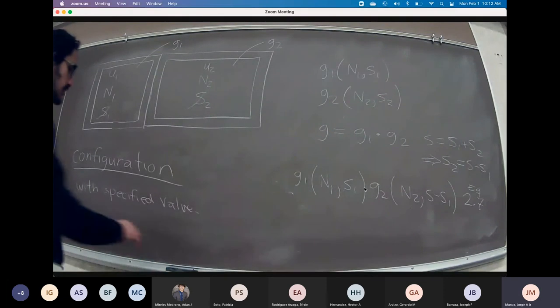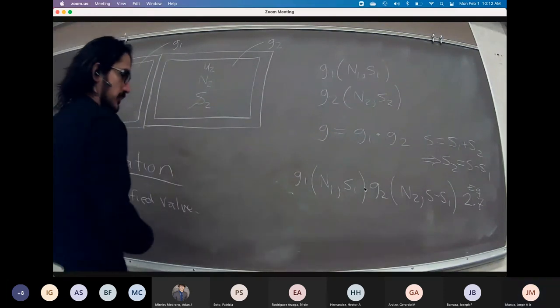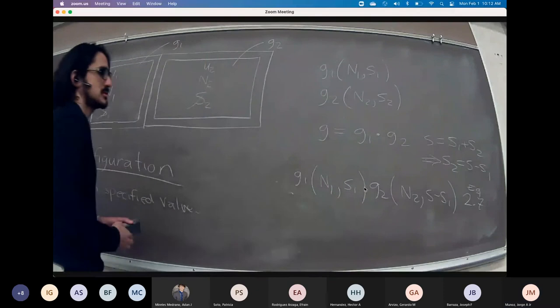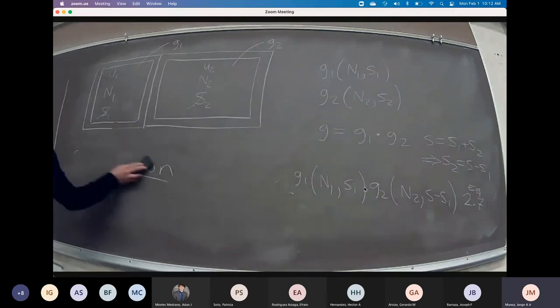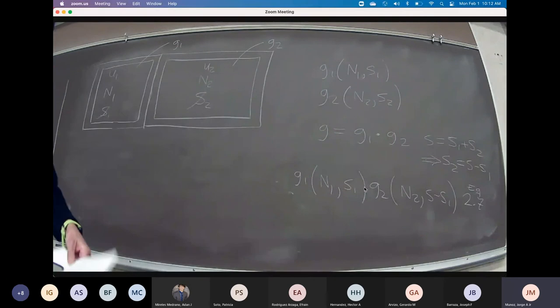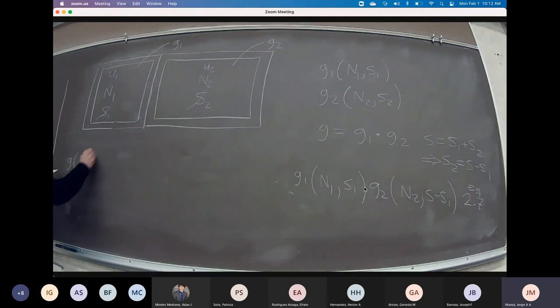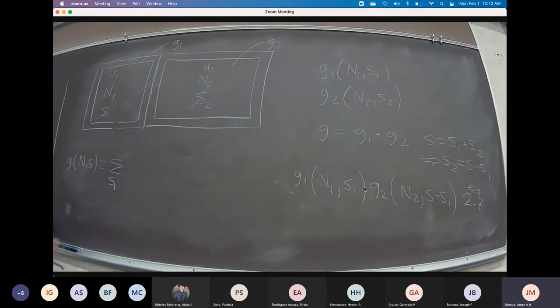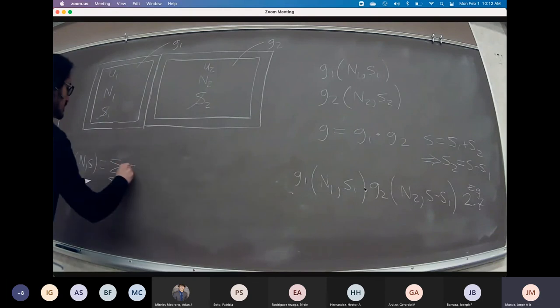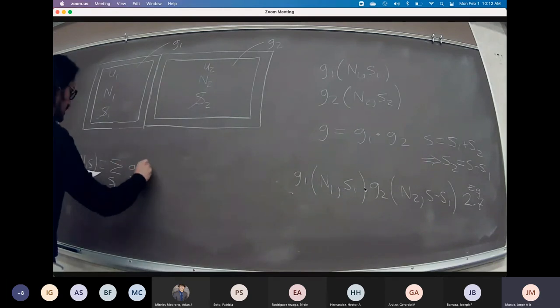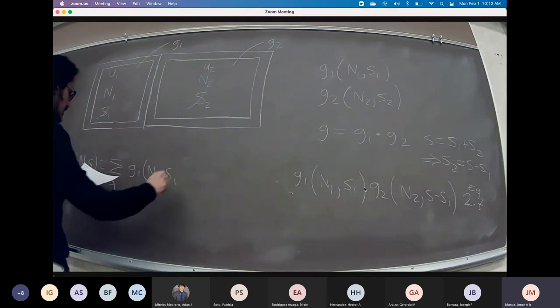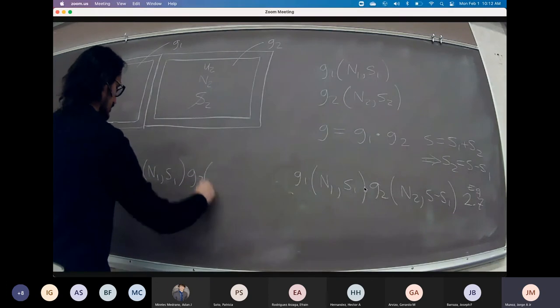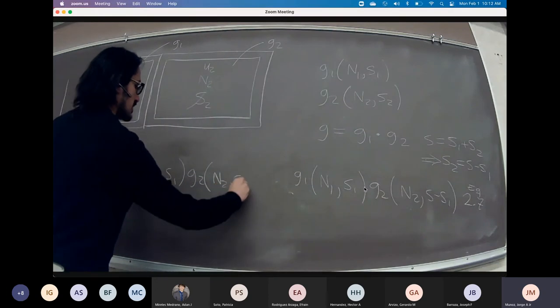So the multiplicity of the whole thing, and this is for a particular value of S, the multiplicity is going to be the sum over all the states S1 of G1(N1, S1) times G2(N2, S minus S1).